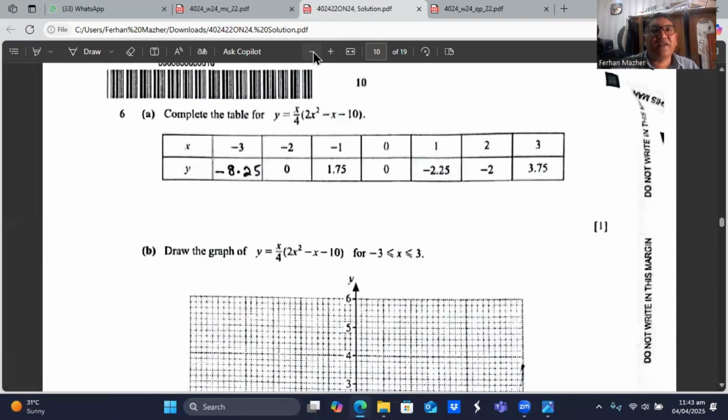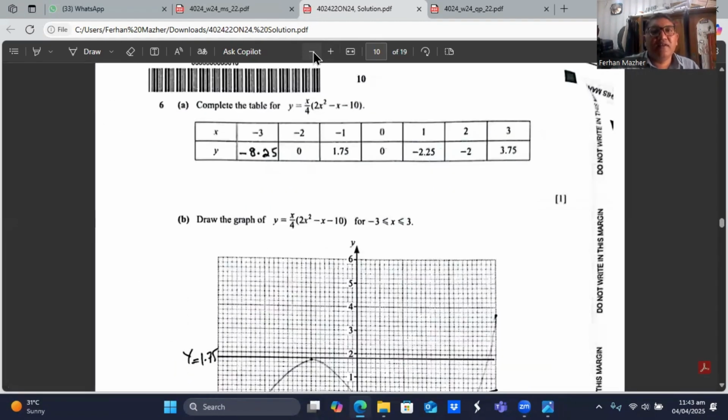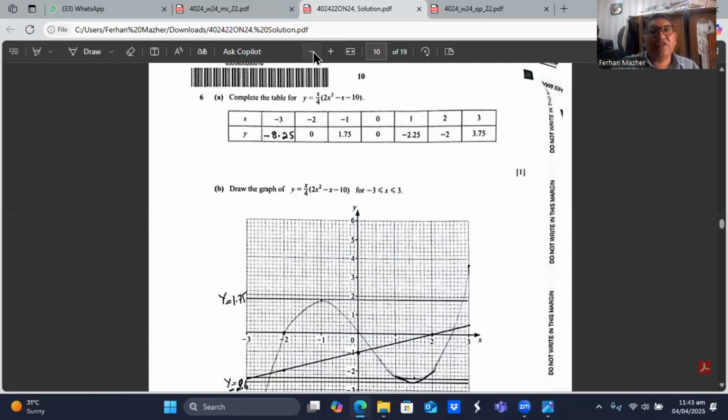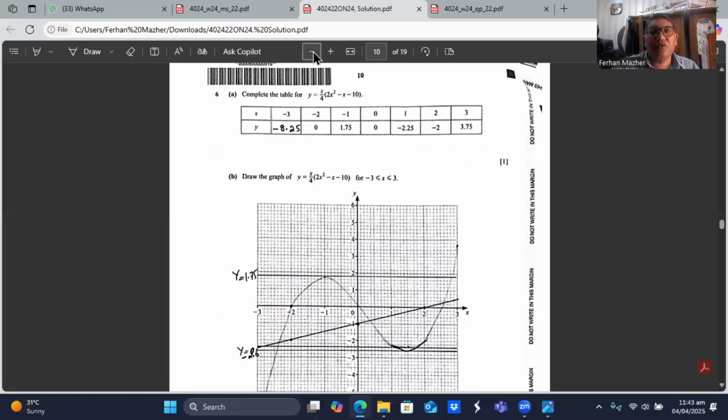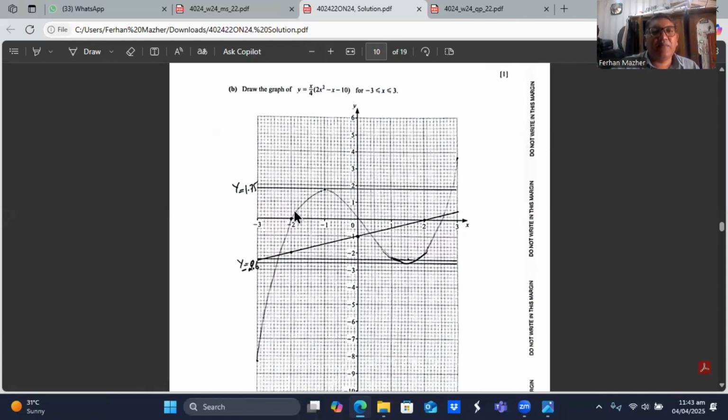Let me reduce the size so you can see the whole thing. And then I will join them with a smooth curve. So you can see here what I did. I plotted them, this point, this point, this point, this point, this point, and this point. Then I joined them with a smooth curve, and you can see, I just made it smooth, and this goes like this.